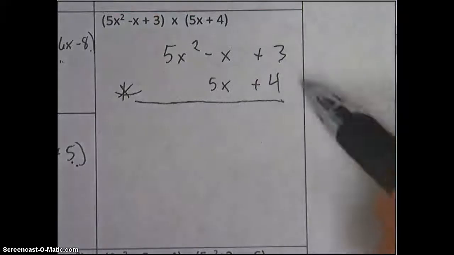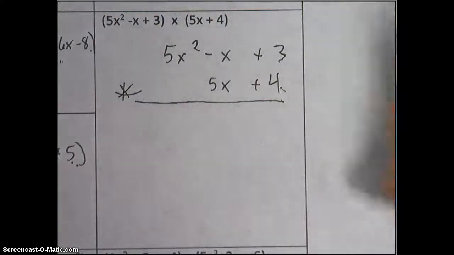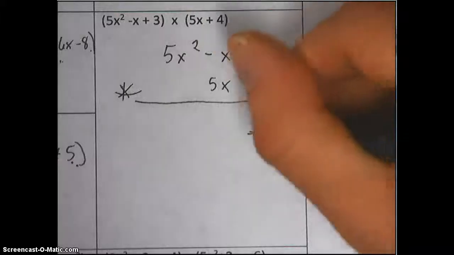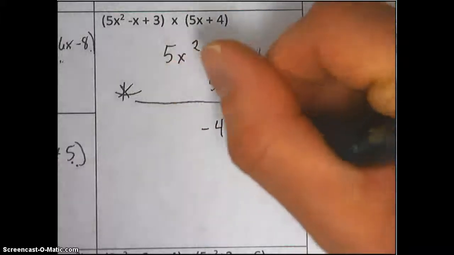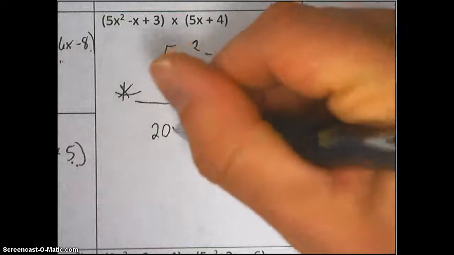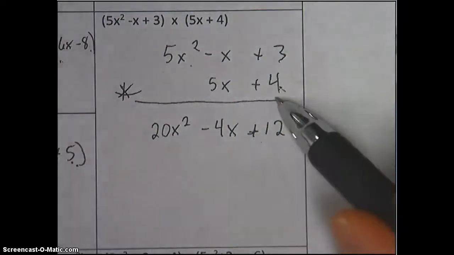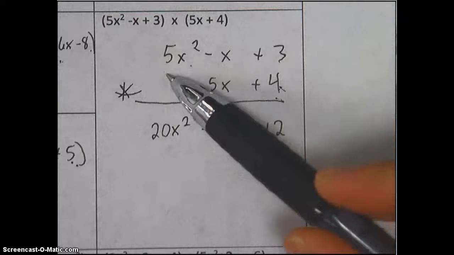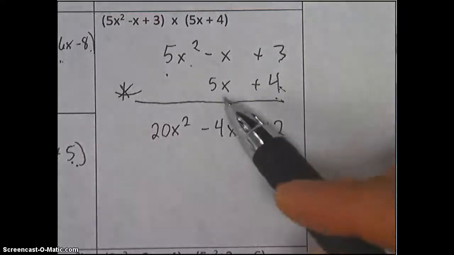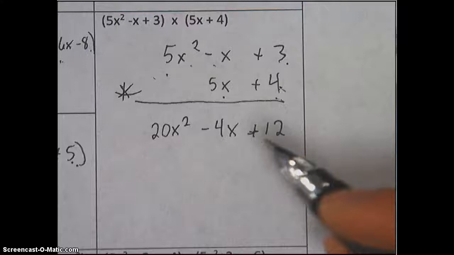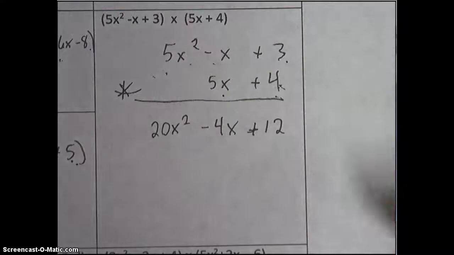So you start with the 4. 4 times 3 is positive 12. 4 times negative x is minus 4x, and 4 times 5x squared is 20x squared. So all I did is I took that 4 and I distributed it to each of the terms in the trinomial. I'm going to do the same thing with the 5x. I'm going to distribute that 5x to each of the 3 terms in the trinomial.